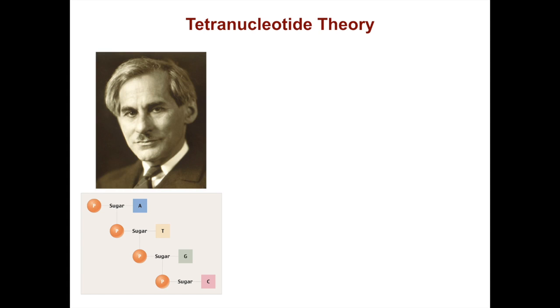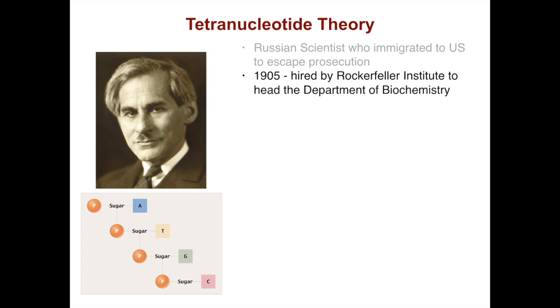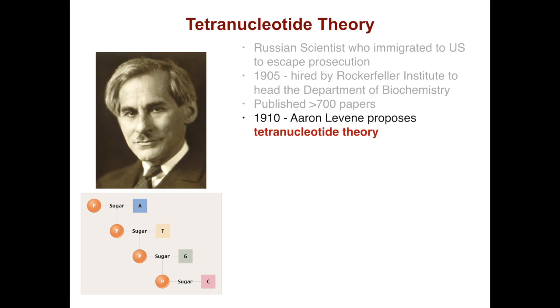So the tetranucleotide theory was proposed by a Russian scientist who immigrated to the US to escape persecution. In 1905, he was hired by the Rockefeller Institute to head the Department of Biochemistry. He published 700 papers, and in 1910, this scientist, Phoebus Levene, proposes the tetranucleotide theory.